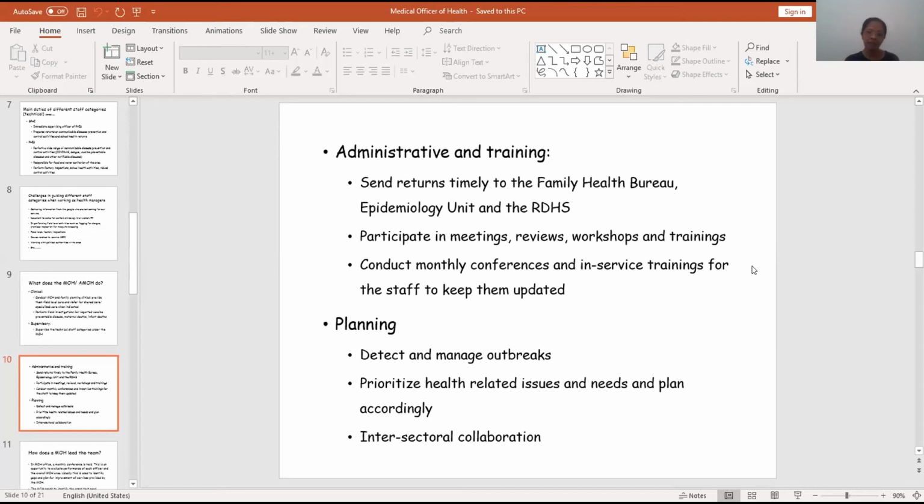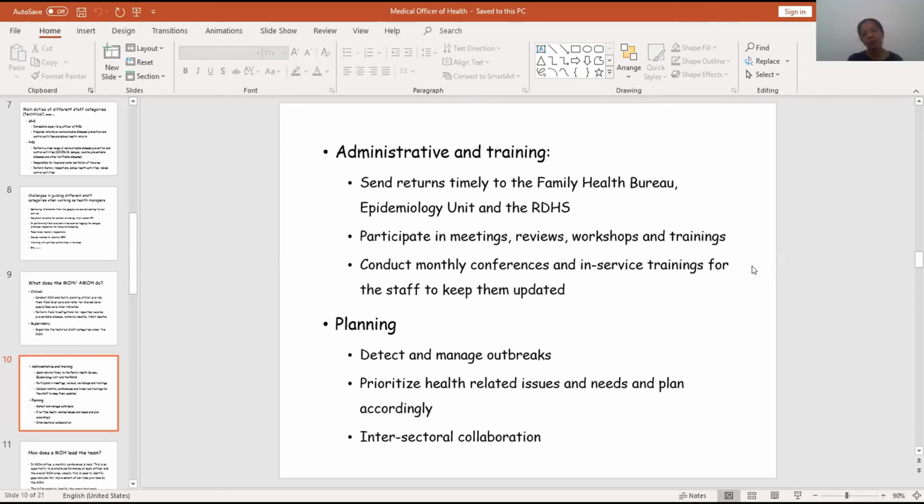Workshops and trainings are essential for knowledge. So we have to go for that. And reviews, those mean reviews and meetings, and you have to prepare for reviews beforehand. And conduct monthly conference and in-service training for the staff.